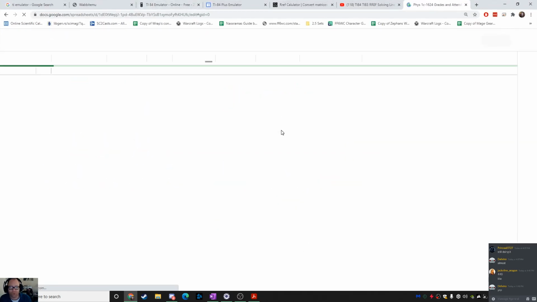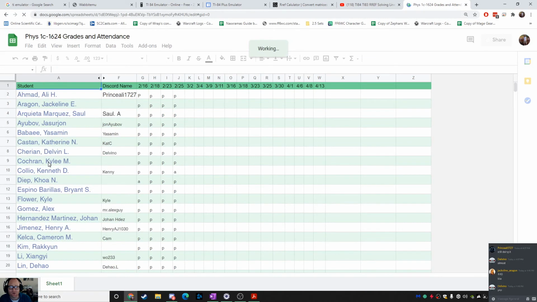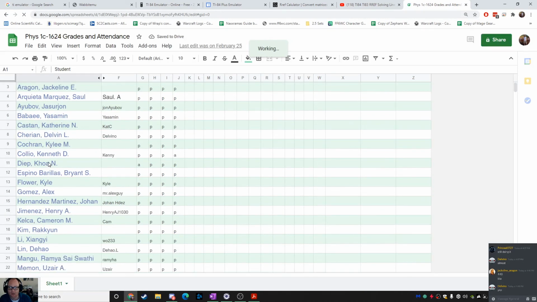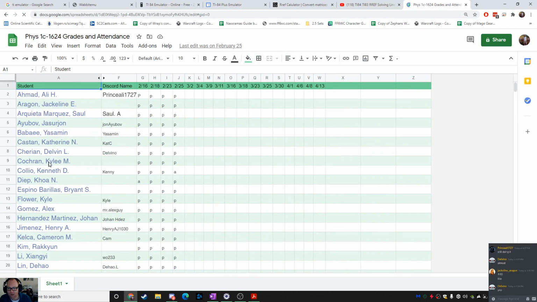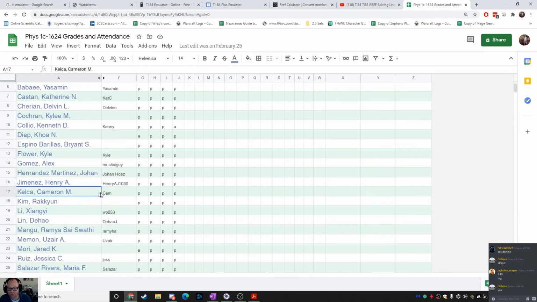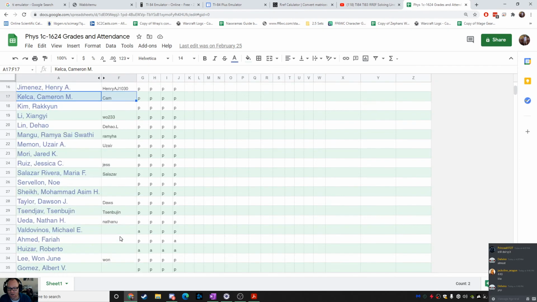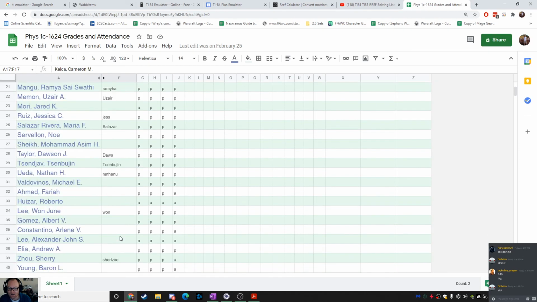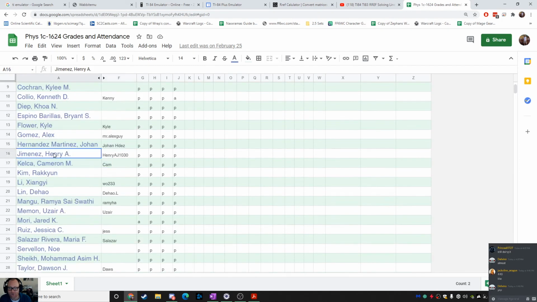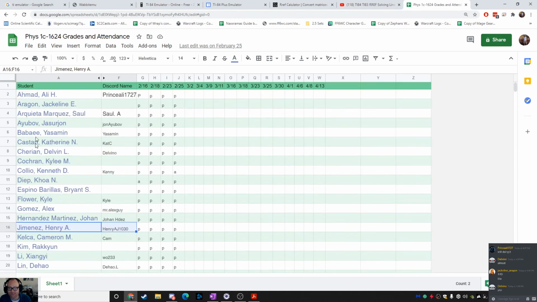The first 15 students are going to go on Monday or Tuesday, so that will be up through Henry. It looks like, Cam, you're the first person that's going to go on Thursday. Oh, okay. And Henry, you'll be the last person that goes on Tuesday. So if you're in these first 16 names right here, so Ali Akhmad, Jacqueline Aragon, Saul Marquez, Joshua John Ayubov, etc.